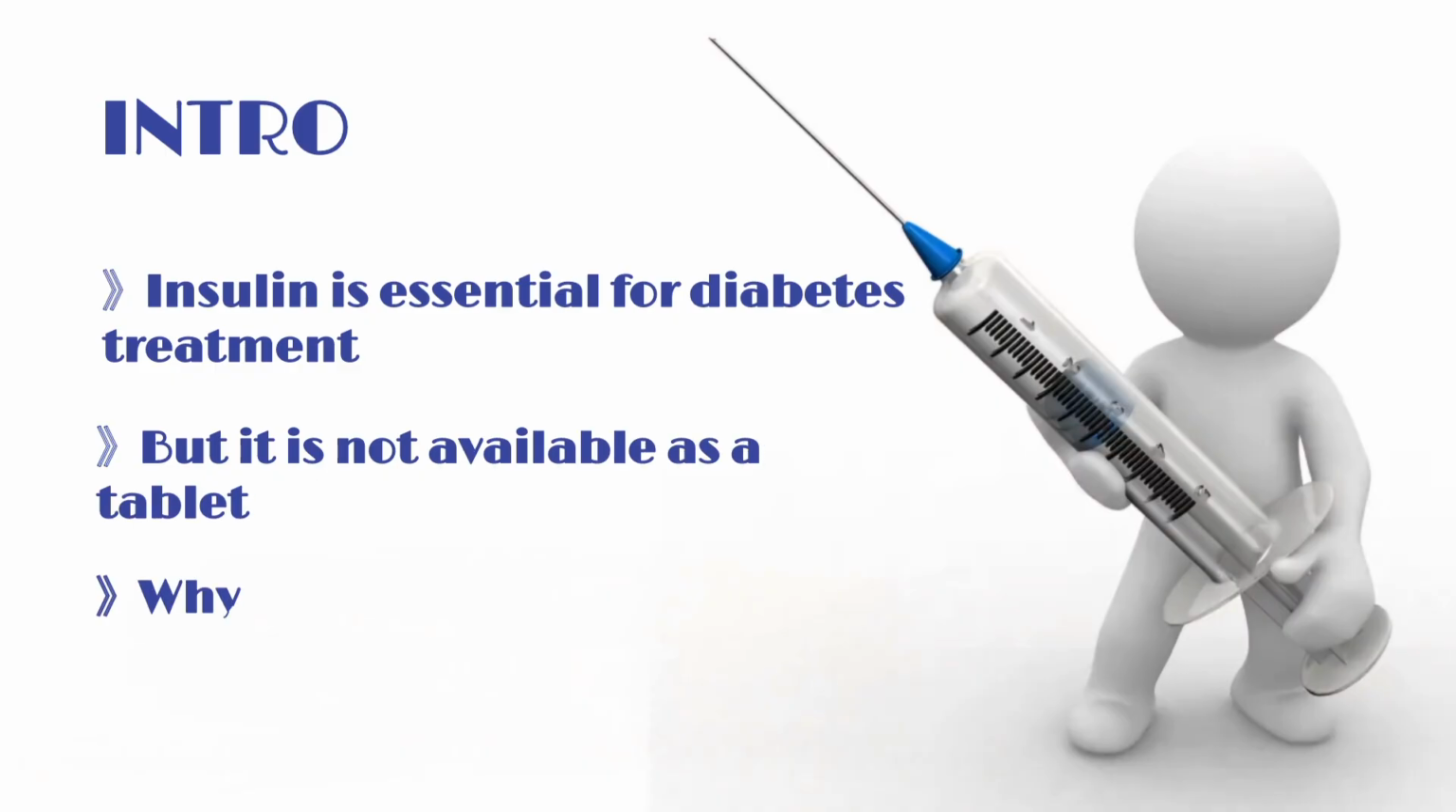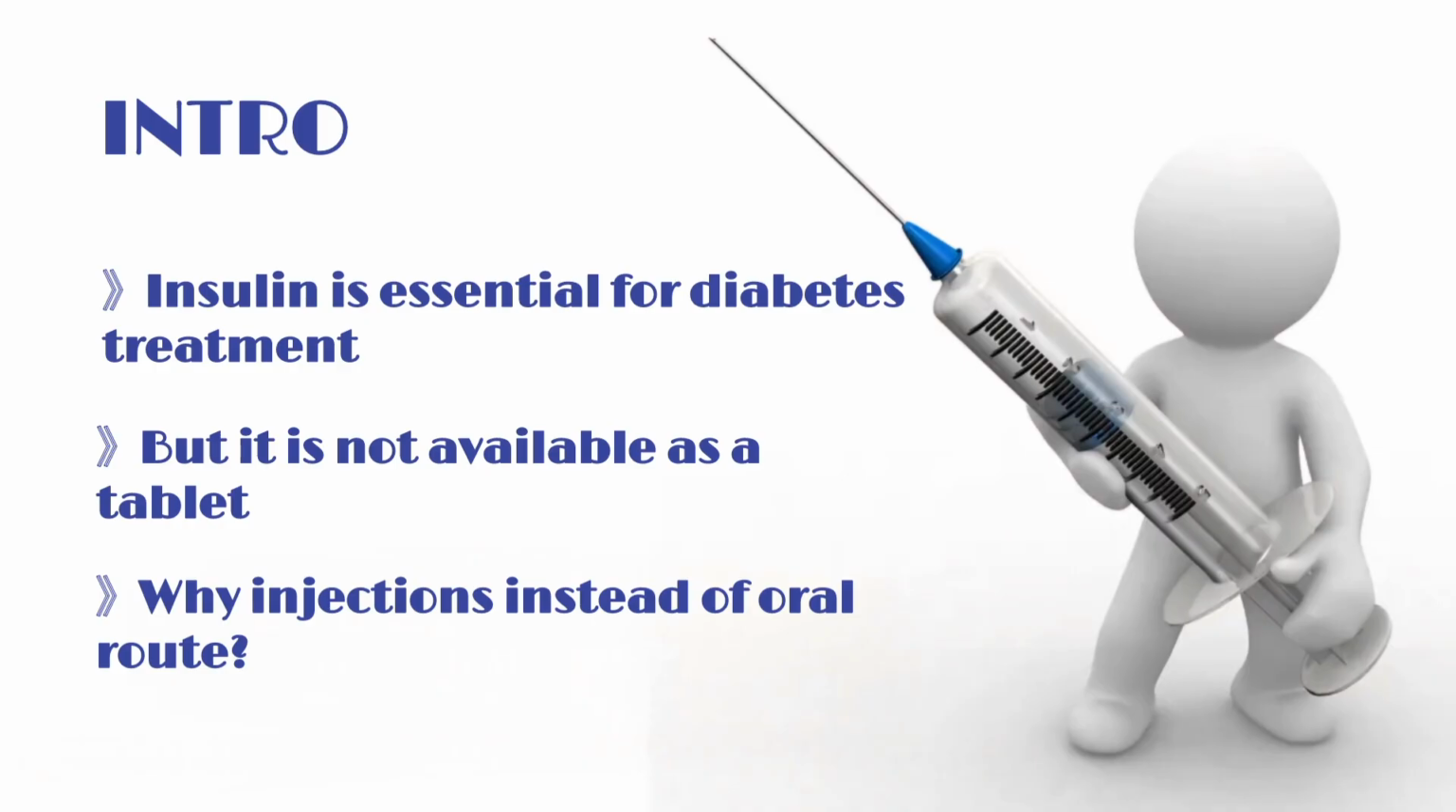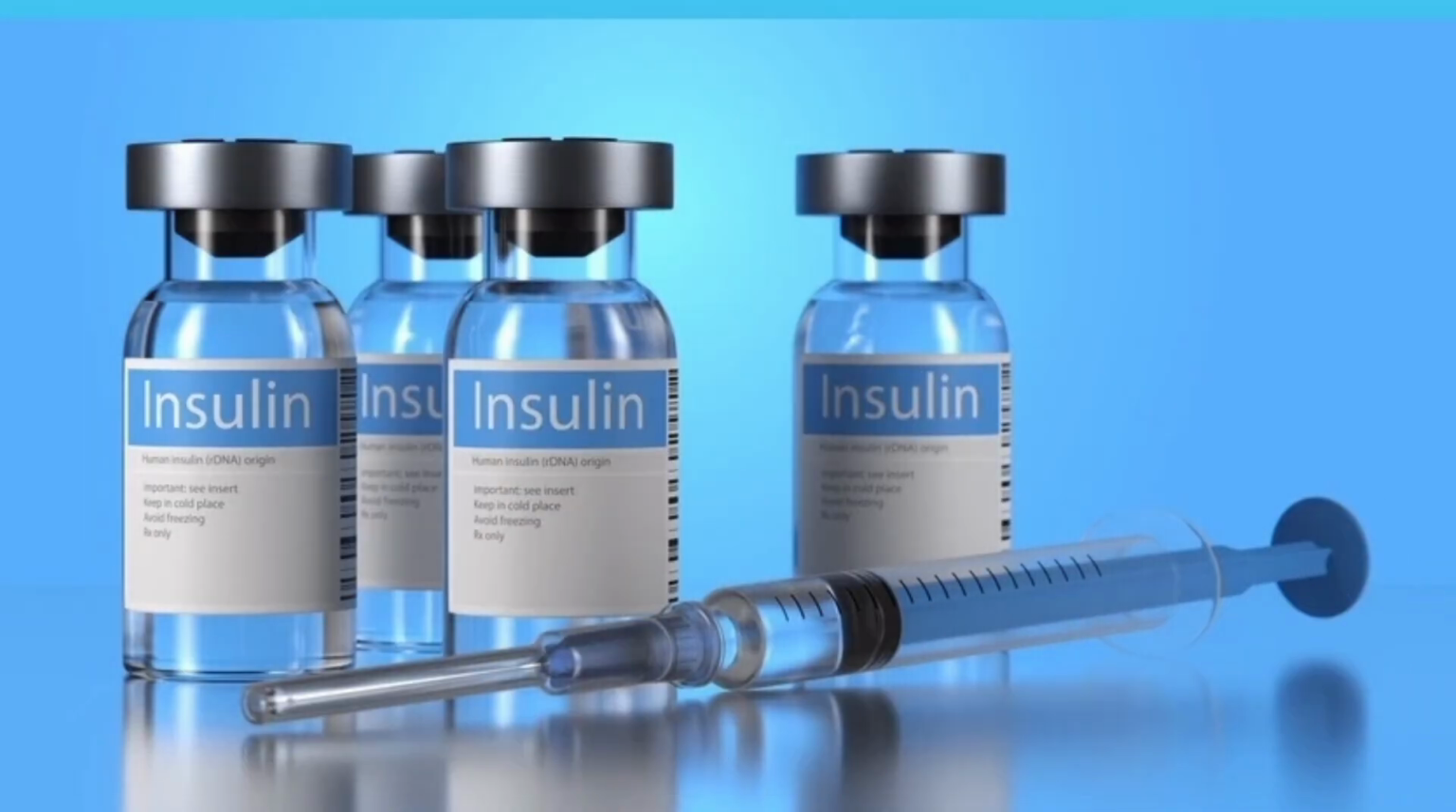Insulin is a life-saving hormone used in the treatment of diabetes mellitus, especially type 1 diabetes and advanced type 2 diabetes. Even though insulin is essential for controlling blood glucose levels, it is surprising that insulin is not given orally like most medicines. Instead, insulin is administered through injections, insulin pumps, or inhalation routes.